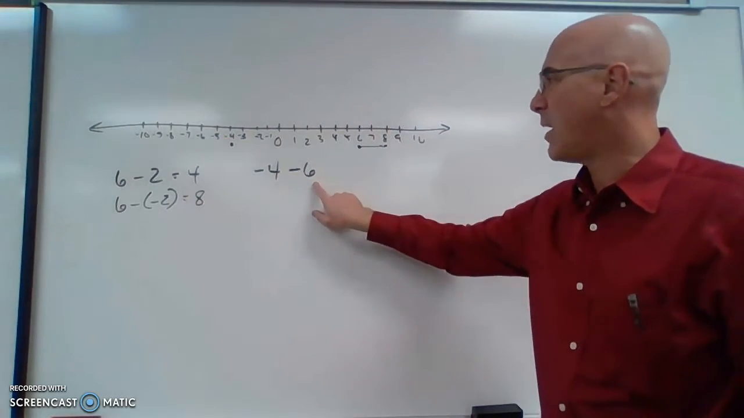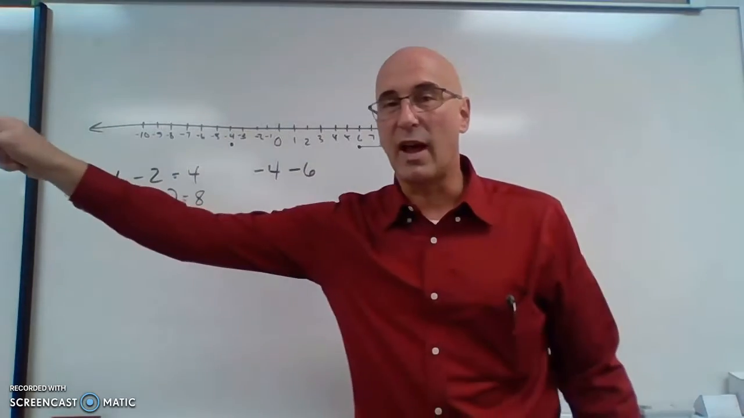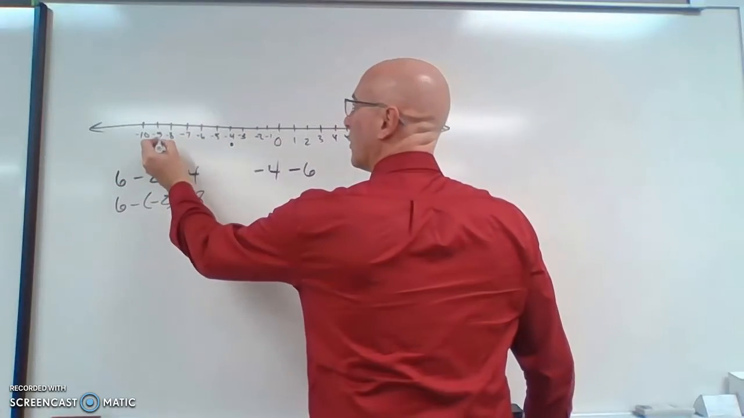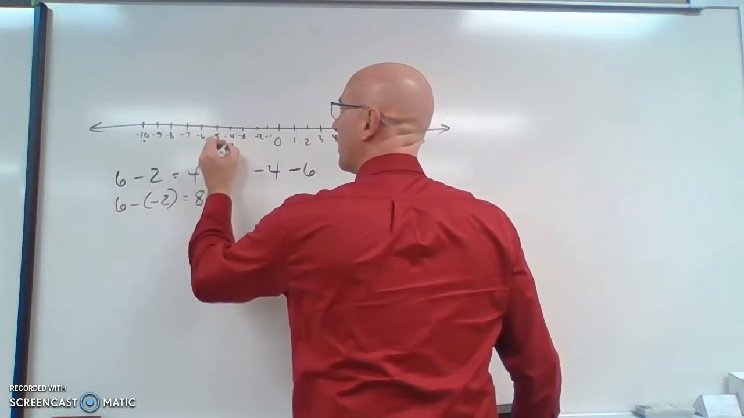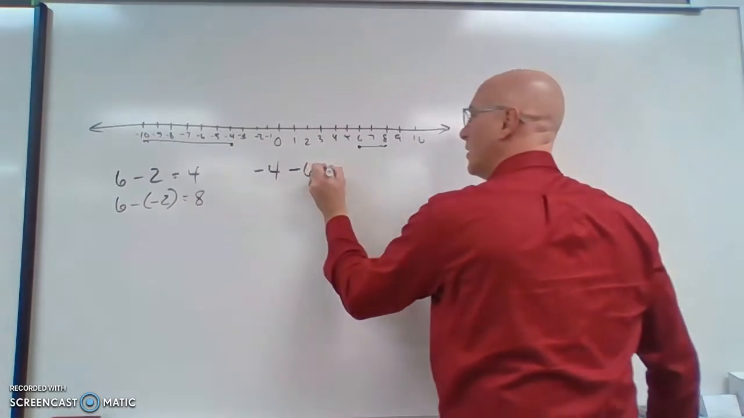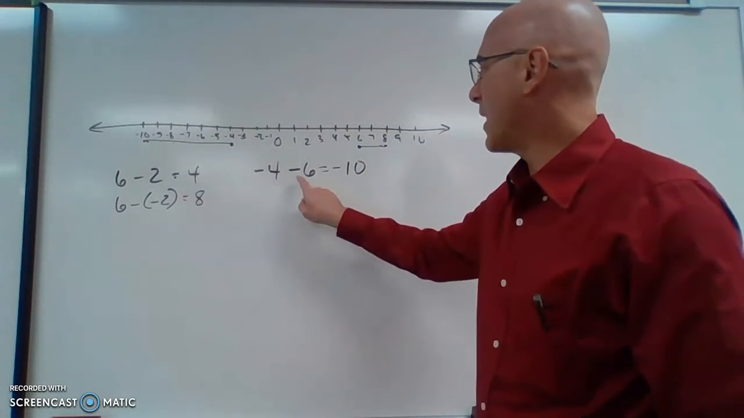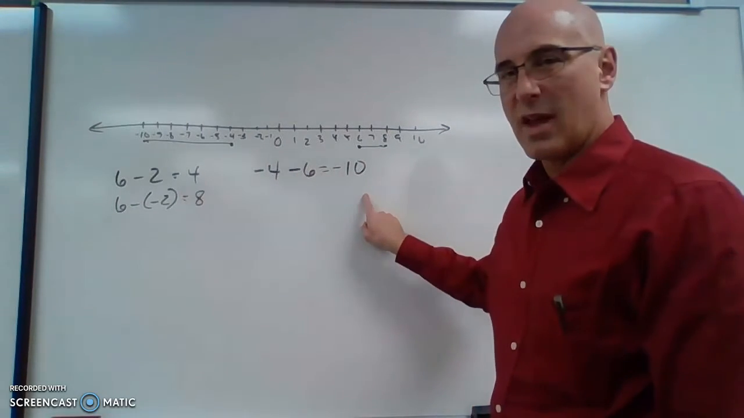So I'm subtracting a positive number. I'm moving left on the number line. 1, 2, 3, 4, 5, 6. So I am moving down to negative 10. Negative 4 minus 6 equals negative 10.